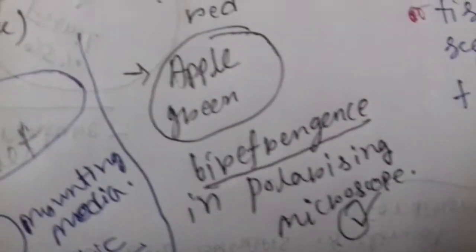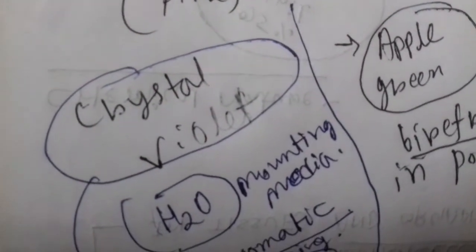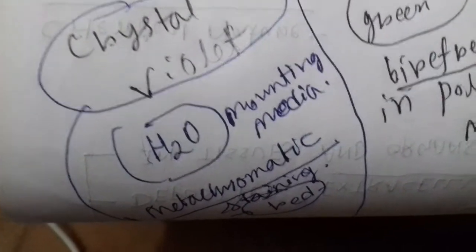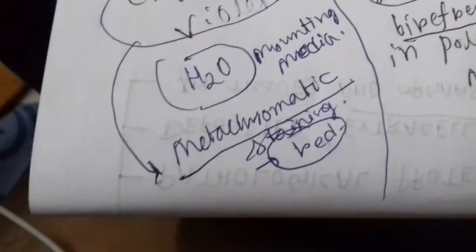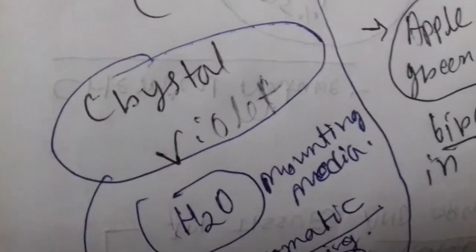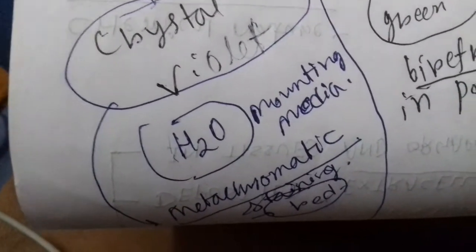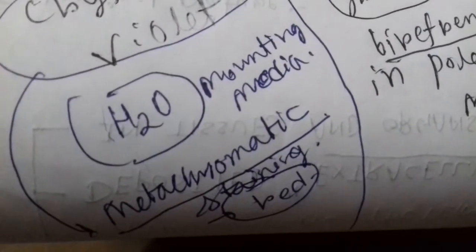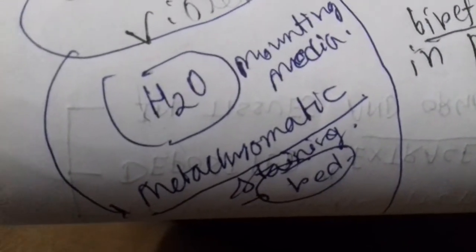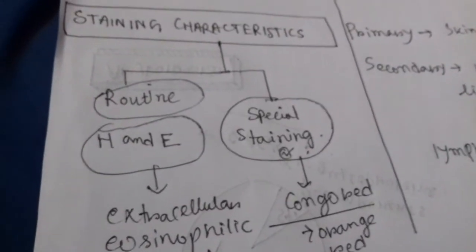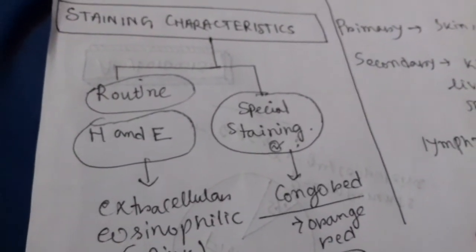This is very important. And if we use crystal violet and use distilled water as mounting media, we can see metachromatic staining. Metachromatic staining means differential staining, that is, different staining. The crystal violet itself is a violet stain, but when it stains the amyloids, the amyloids become red. So the color is changed. All these staining characteristics are due to the beta pleated sheet appearance of the amyloids.